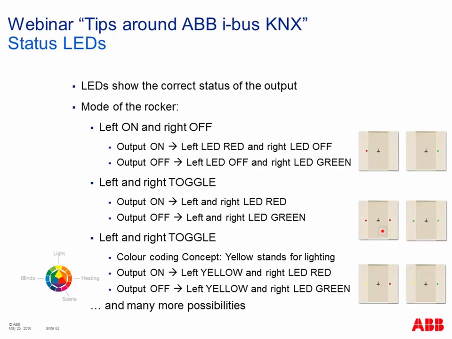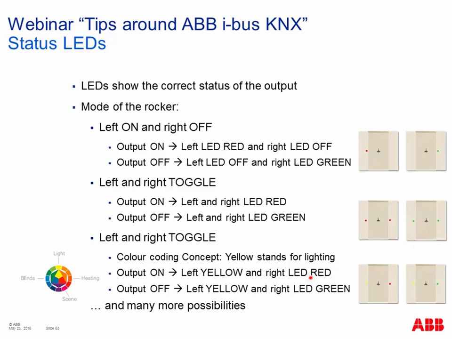Or we use the toggle function. Toggle means I can press here, left or on the right side. Every time we switch on and off and on, depending on the position which rocker we switch. Here the same we use when we switch on the light, for example. Both LEDs are red or both LEDs are green, which shows that the output is, for example, off.